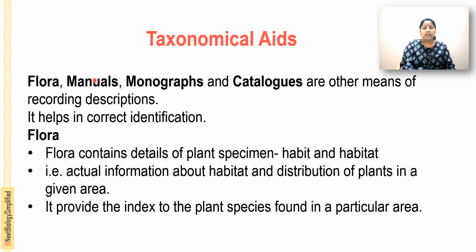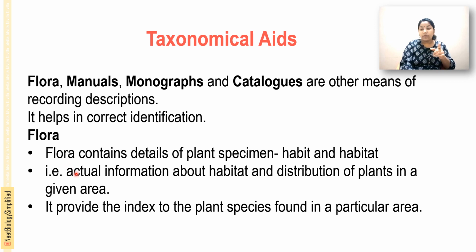Next are other taxonomical aids, other means of recording descriptions: the flora, manuals, monographs and catalogs. Flora contains the details of the plant specimen, that is, their habit and habitat, what kind of condition it is living in, or what the requirements for this plant are. It gives actual information about the habitat and distribution of plants in a given area. If a particular area is taken, the distribution of plants and the actual habitat of that area is known as the flora.